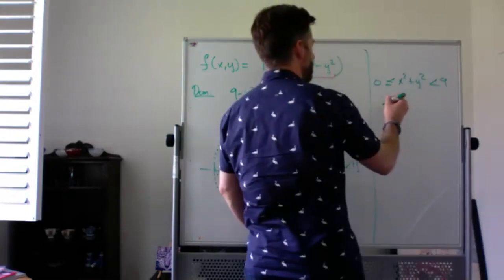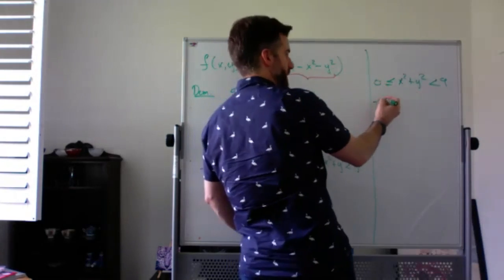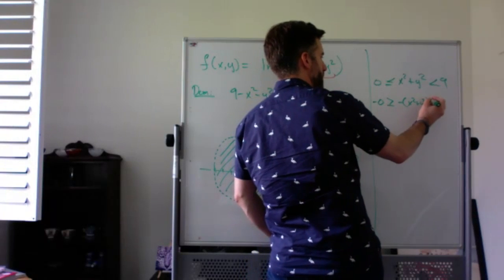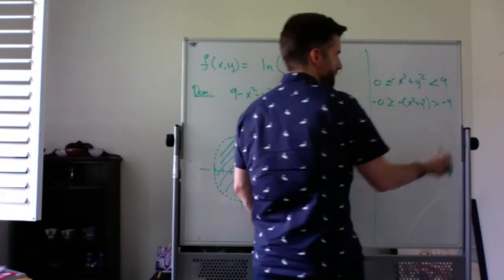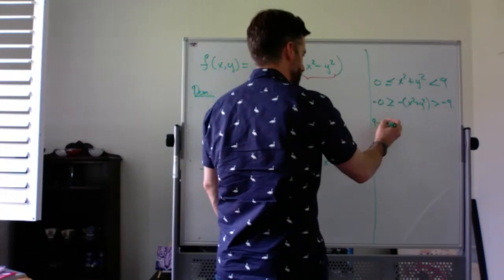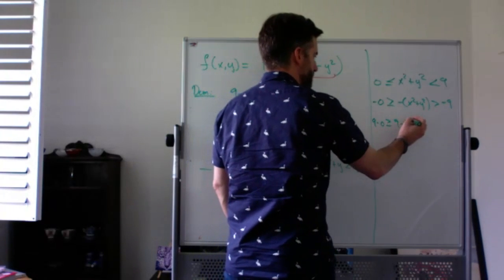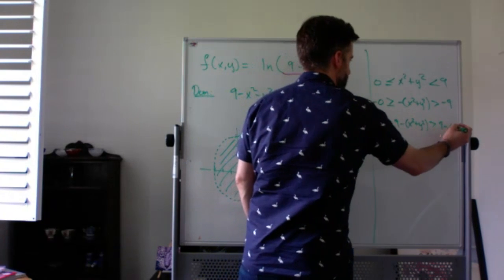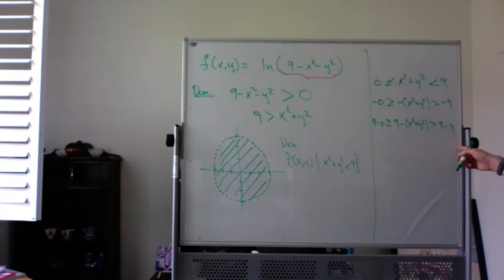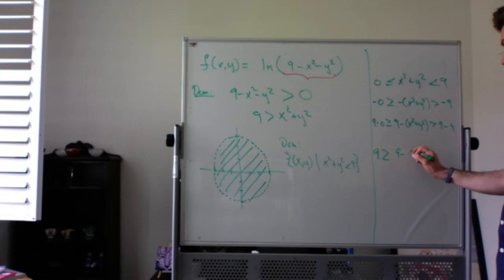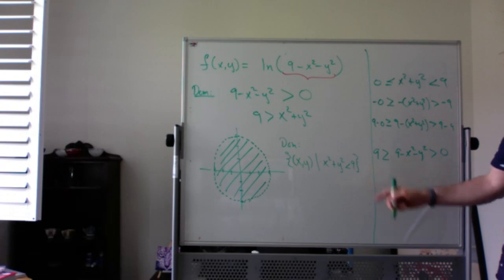You could say, okay, do a negative on everything. Negative 0 is bigger than or equal to negative (x squared plus y squared), which is bigger than negative 9. And then you could add 9 to everything. So 9 minus 0 is bigger than or equal to 9 minus (x squared plus y squared), which is bigger than 9 minus 9. So it looks like the insides of my logarithm are between 0 and 9.